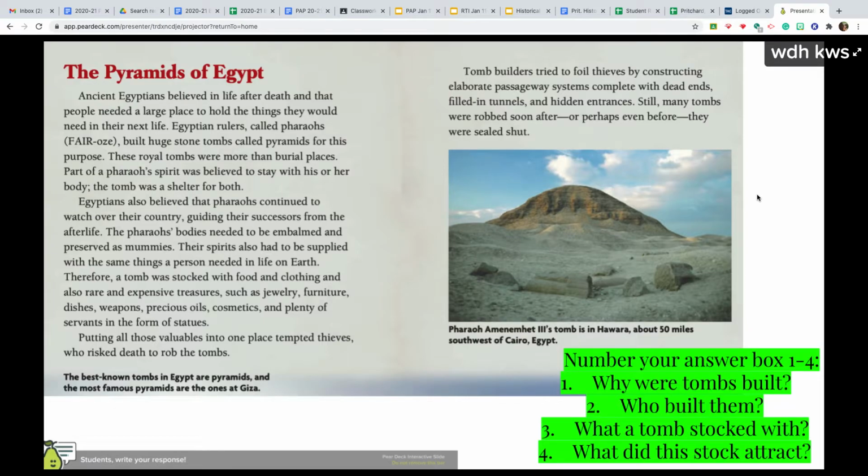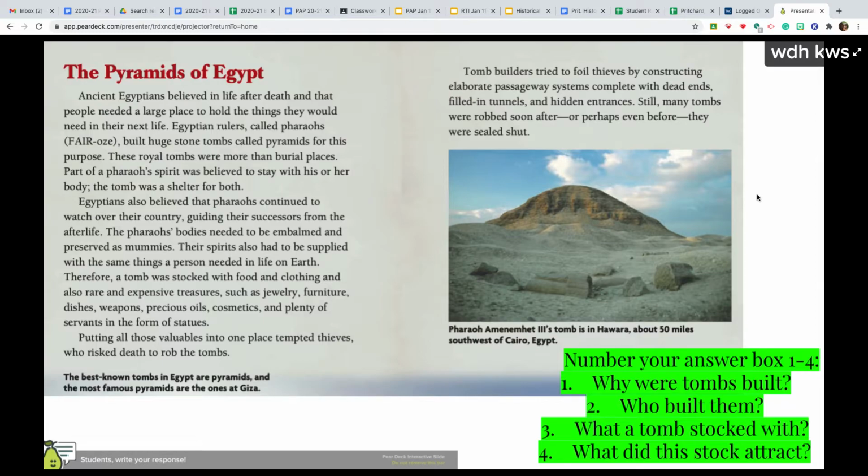Therefore, a tomb was stocked with food and clothing and also rare and expensive treasures, such as jewelry, furniture, dishes, weapons, precious oils, cosmetics, and plenty of servants in the form of statues. Putting all those valuables into one place tempted thieves who risked death to rob the tombs. Tomb builders tried to foil thieves by constructing elaborate passageway systems, complete with dead ends, filled-in tunnels, and hidden entrances. Still, many tombs were robbed soon after, or perhaps even before, they were sealed shut.